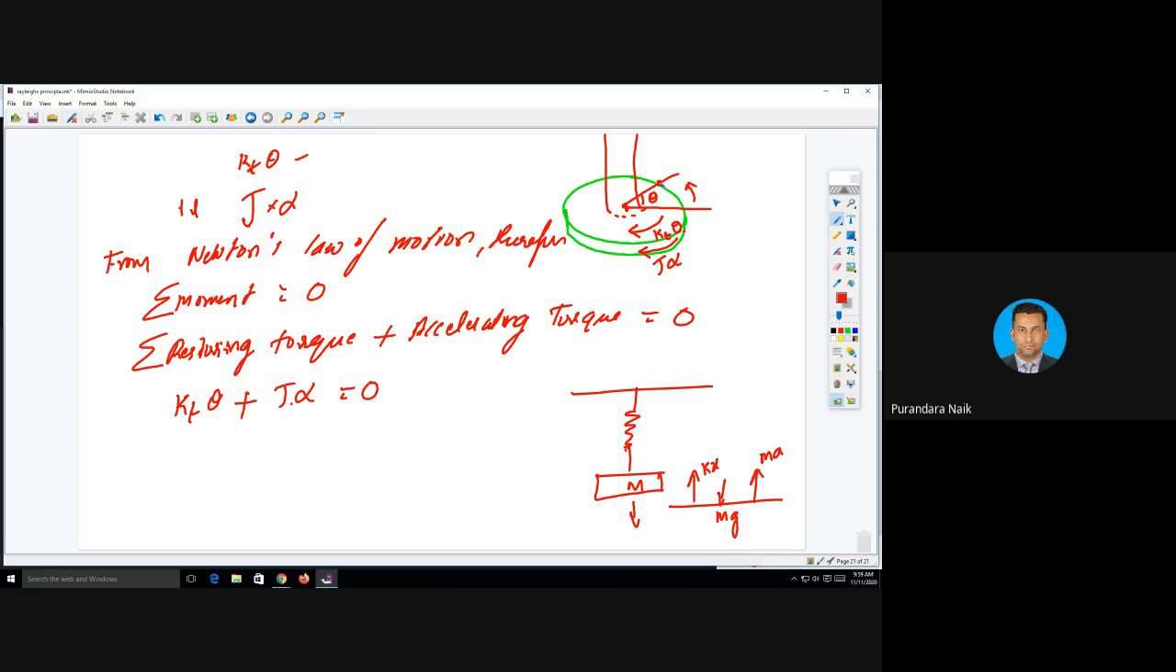Next, accelerating torque, or it is called inertial torque. If you twist it to an angle theta and then leave it, what happens? It will try to move in the opposite direction, clockwise. So with angular acceleration, that is J into alpha. Is it okay? Both are positive, equal to 0. There is no other moment here, so in the equilibrium position, 0. Next, I'll rewrite the equation: alpha plus K_t by J into theta is equal to 0. Equation number 1.